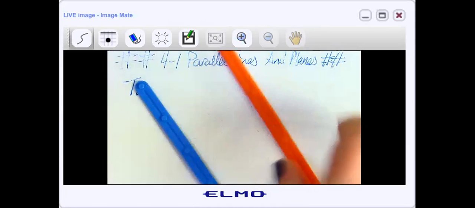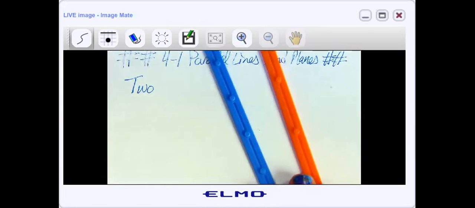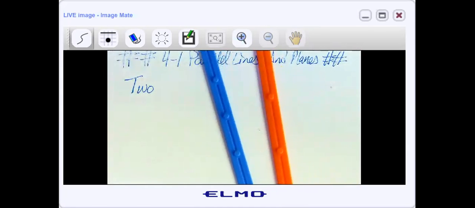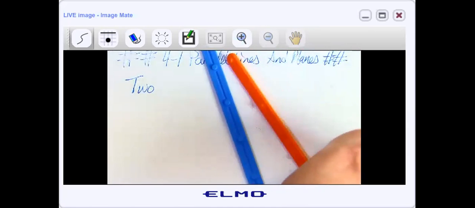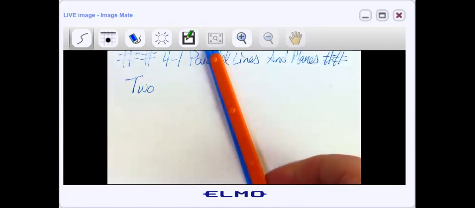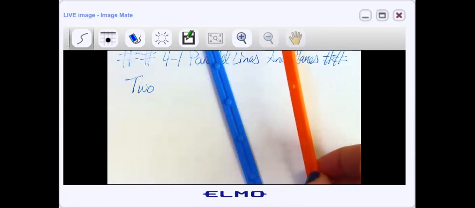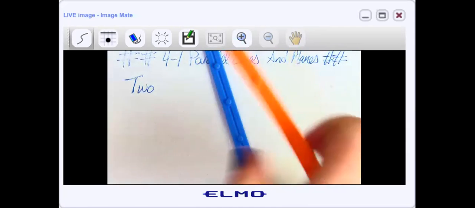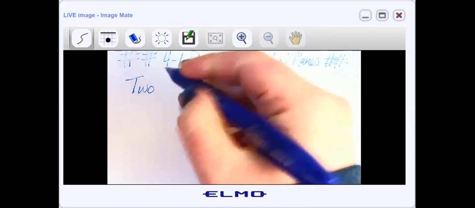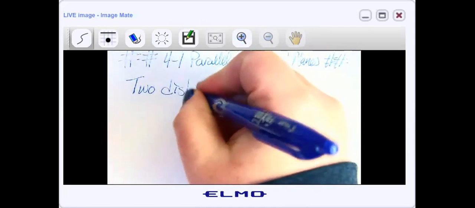So what I want to talk about is what these two lines could be to each other. There's really only three options. If they're not going to be the exact same line one on top of another, which they're not, there's only three things that could happen with these two lines. So we're going to take a look at what those are. So, two distinct lines.